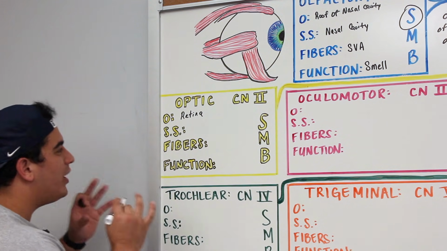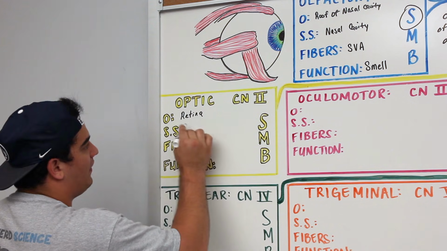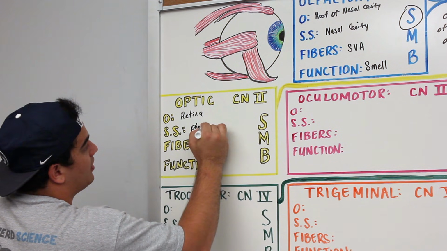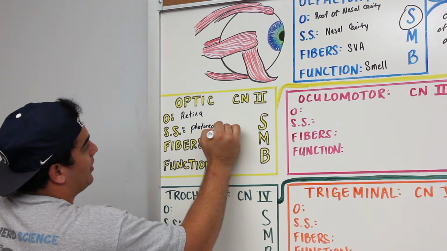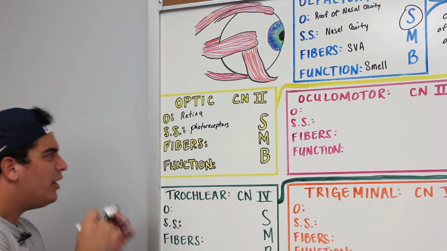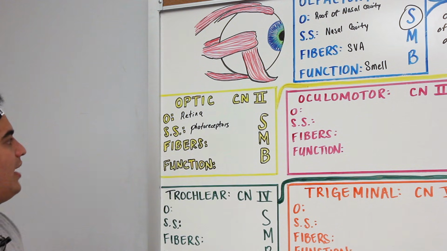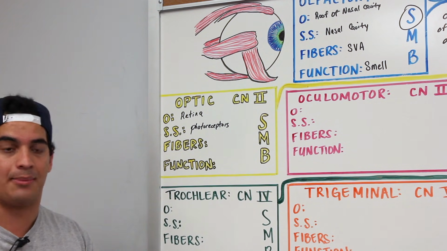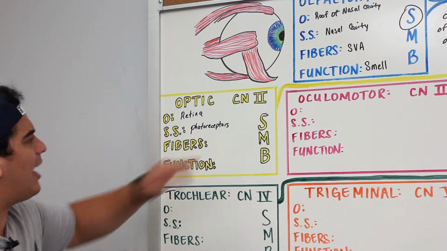So what structures are really being supplied? We should really be specific and say within the retina, it's actually picking it up from photoreceptors. So photoreceptors. If we're really being specific, it'd actually be supplying the photoreceptors within the retina, rods, cones, and ganglion cells with the melanopsin. What type of fibers is it?